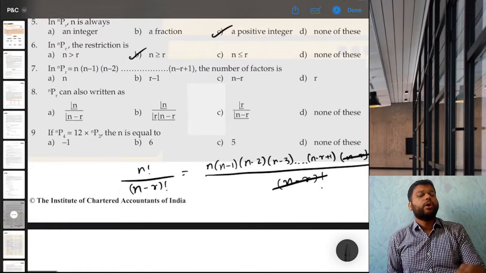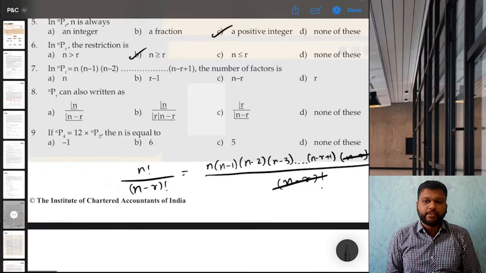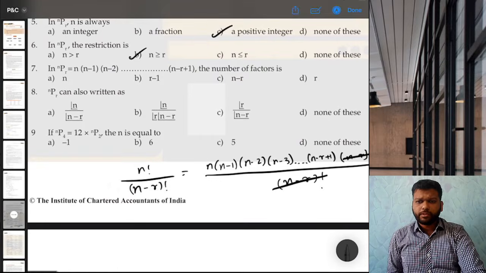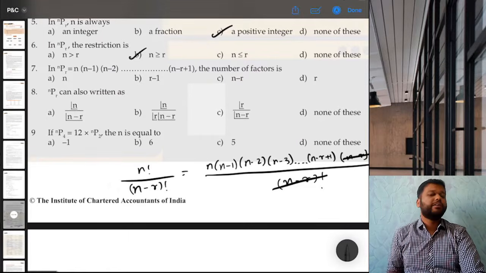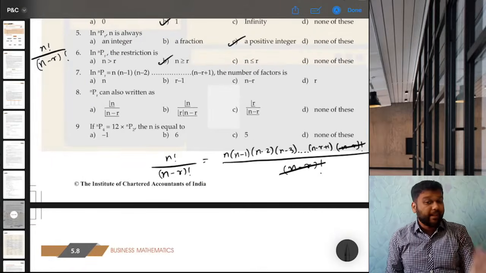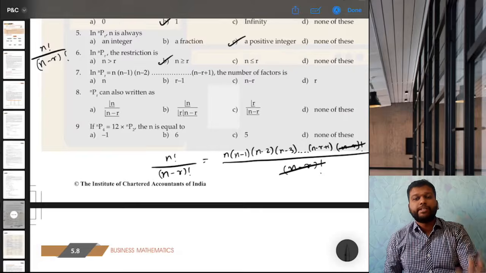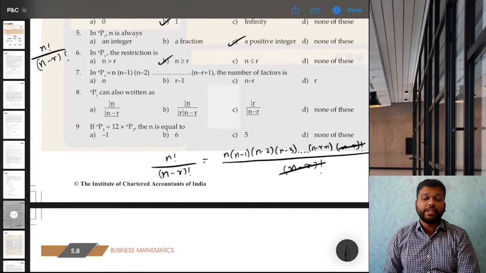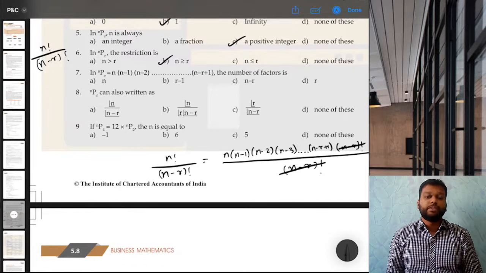So how many factors will be there, they are asking. Now you can just go by logic, or you can just take some numbers and check. Both are fine. From an exam point of view, taking some numbers and checking is always better, because then there is no chance of missing out on something.